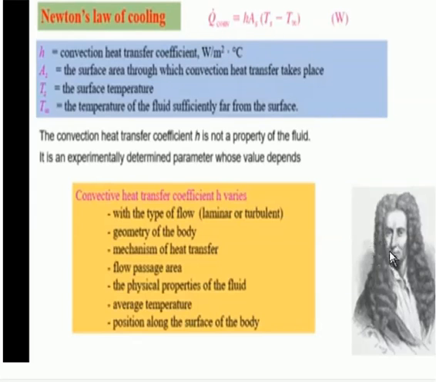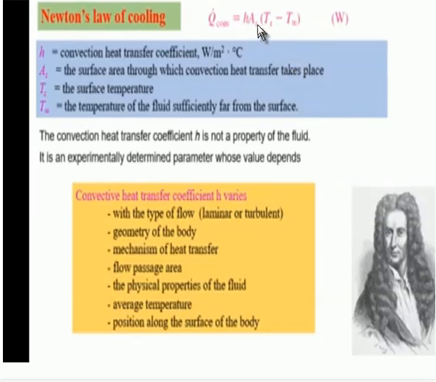Newton has given this equation: Q dot convection is equal to h A_s times (T_s minus T infinity). That is measured in watts. Here h is the convection heat transfer coefficient, in watt per meter square degree Celsius. And A_s is the surface area through which convection heat transfer takes place.